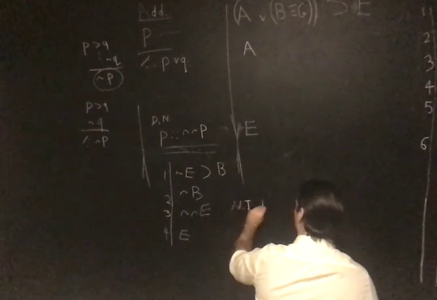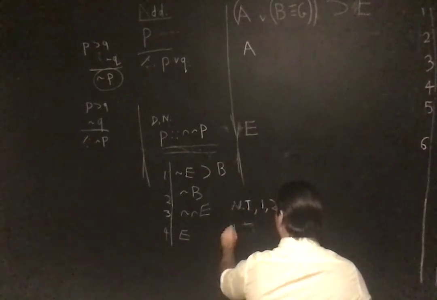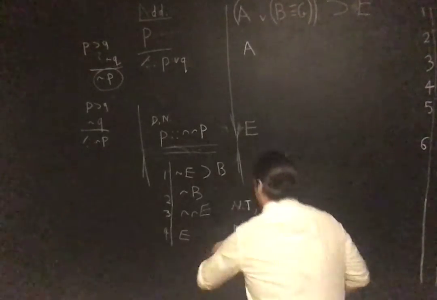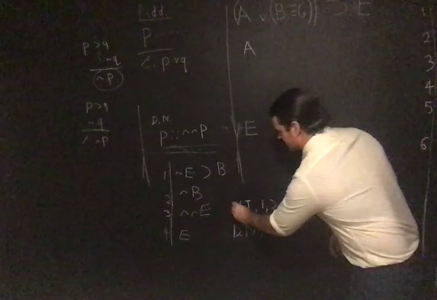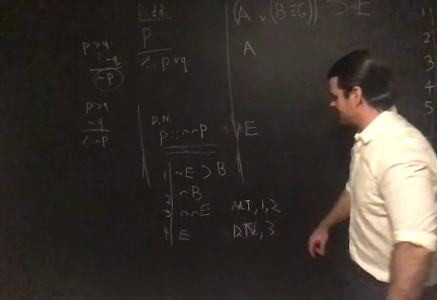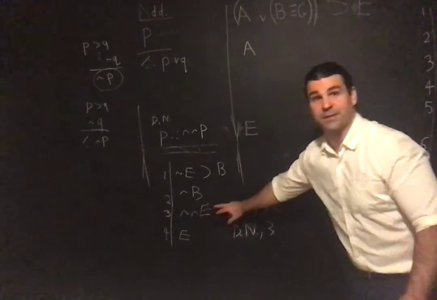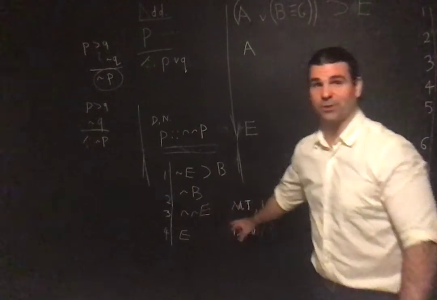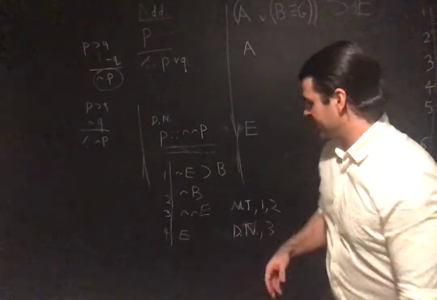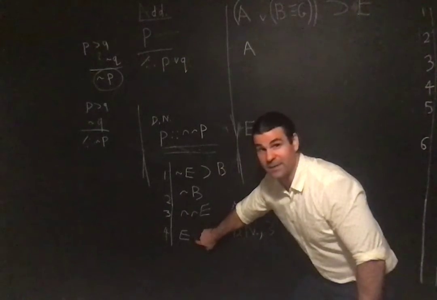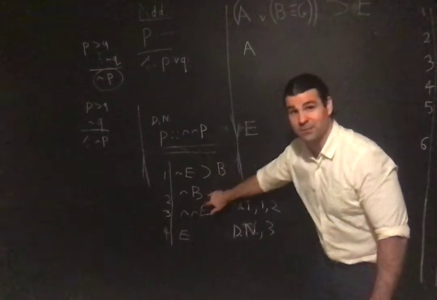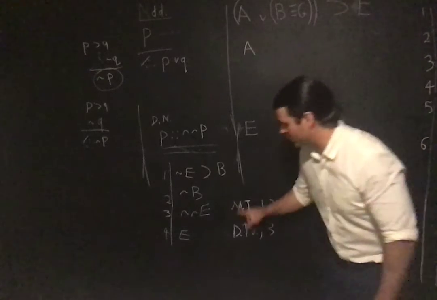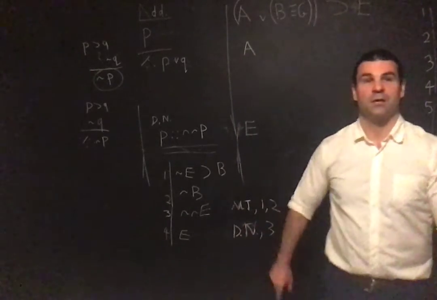Modus tollens 1, 2, double negation on 3. That's the justification. So it's an M, modus tollens. That's the proper conclusion of modus tollens: the negation of the antecedent, so it's not E. You've got to fit it rigorously. You're right that E does follow of necessity from these two things, but it is not a correct application of modus tollens. You would be skipping a step if you inferred E by modus tollens.